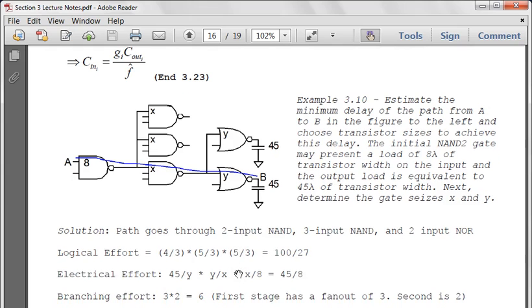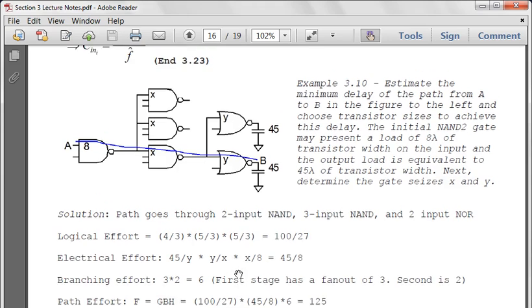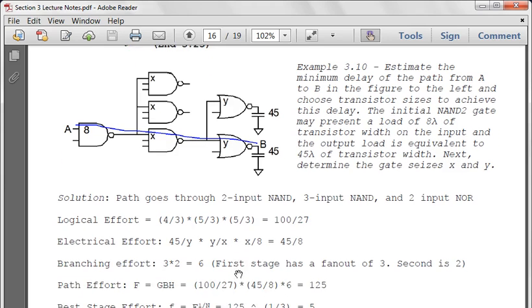So our branching effort, does everybody have 3.23? Okay. Branching effort, you can either say 2 times 3 or 3 times 2, depending on how you're working forwards or backwards. This branches out and drives 3 gates. This branches out and drives 2 gates. So it's 3 times 2, so it becomes 6. That's how I got the branching effort.